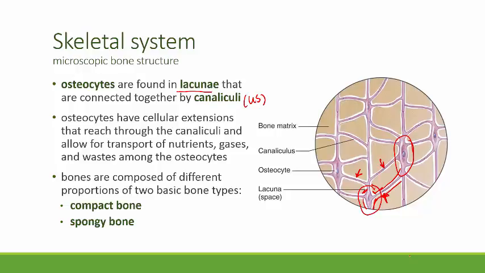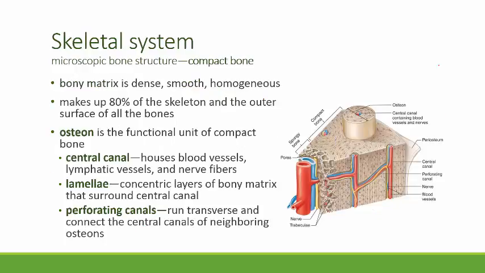So bones are composed of different proportions of two basic bone types. There's compact bone. This is the densest bone. And when we looked at the bone in the tissue chapter, as we looked at that kind of bone, we were looking at compact bone. But there's also spongy bone. And spongy bone has a different structure. And so we'll look at those two structures. So we'll start first with compact bone. So we're looking at compact bone here.